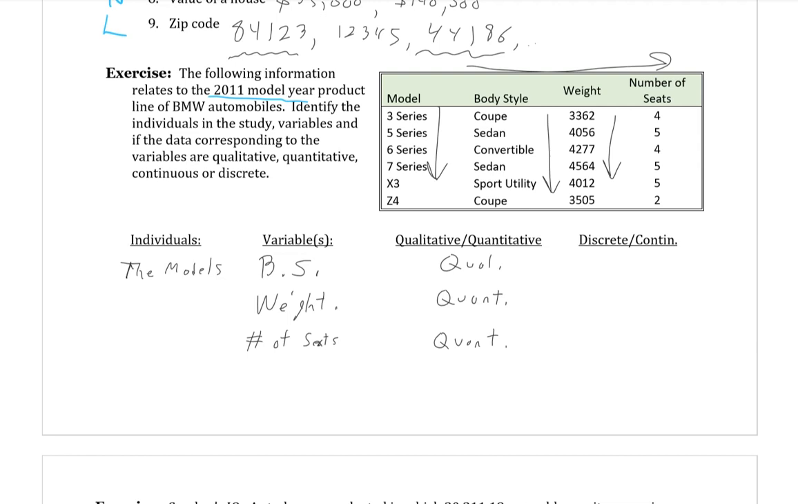Now, to determine if it's discrete or continuous, I'm actually going to start from the bottom up this time, so I'm going to start off with number of seats. Number of seats, well, you can have 0 seats, 1 seat, 2 seats, 3 seats, 4 seats. These are all possible number of seats. I can count them logically. It does not make sense to have like 7.48 seats. That doesn't make sense. So number of seats would be considered discrete.